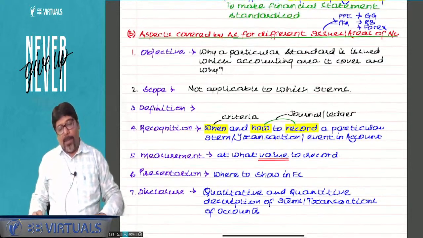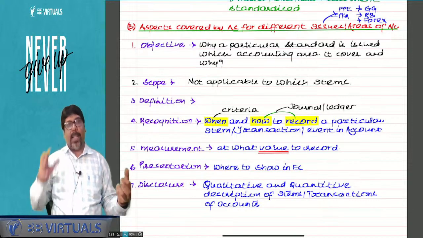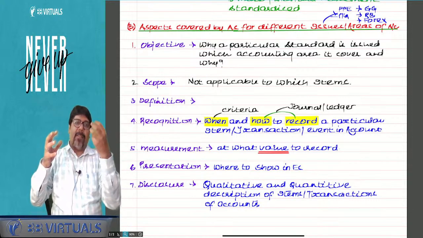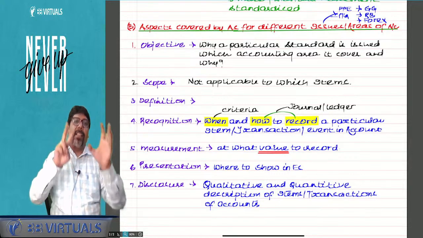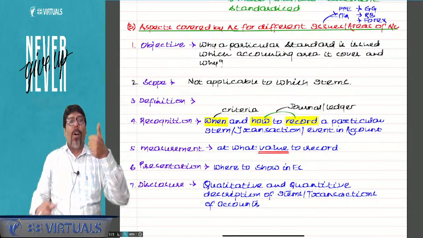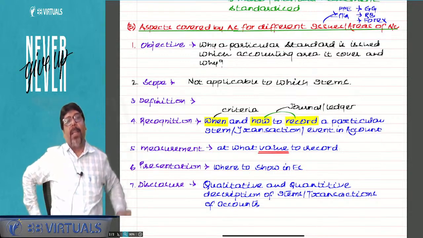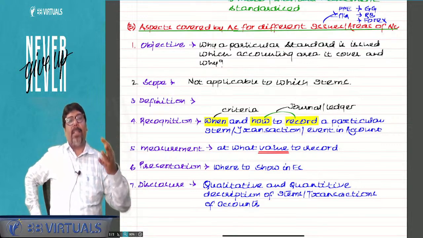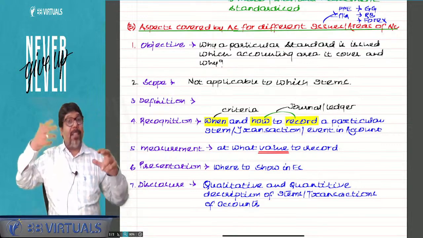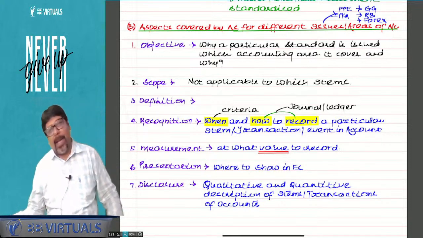So you understood the aspects covered by AS for different issues. There is an issue, and for each issue, there is an accounting standard. Each accounting standard deals with 7 aspects: O, S, R, R, M, P, D. Objective, scope, recognition, measurement, presentation, disclosure. So now I hope when I say measurement, I'm talking about a number. When I say recognition, I'm talking about a journal entry. Am I clear?